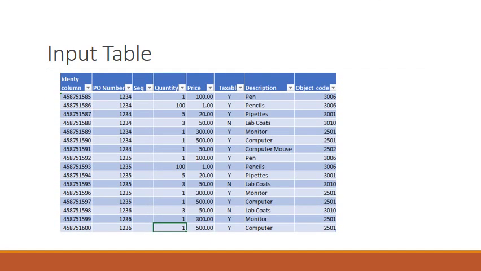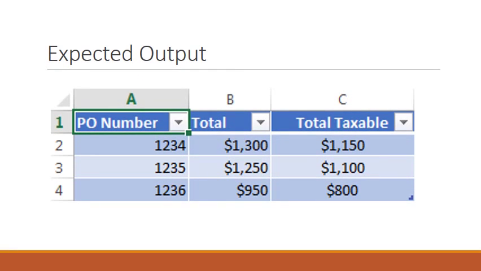This is the sample data that we'll use for our example. It's purchase order detail records. It has an identity column, a purchase order number, a sequence number, which we'll get back to, quantity, price, a yes or no Boolean on whether it's taxable, a description, and then an accounting object code. And this is the output that we'll expect from our rollup transformation, with the total per purchase order and the total taxable per purchase order.